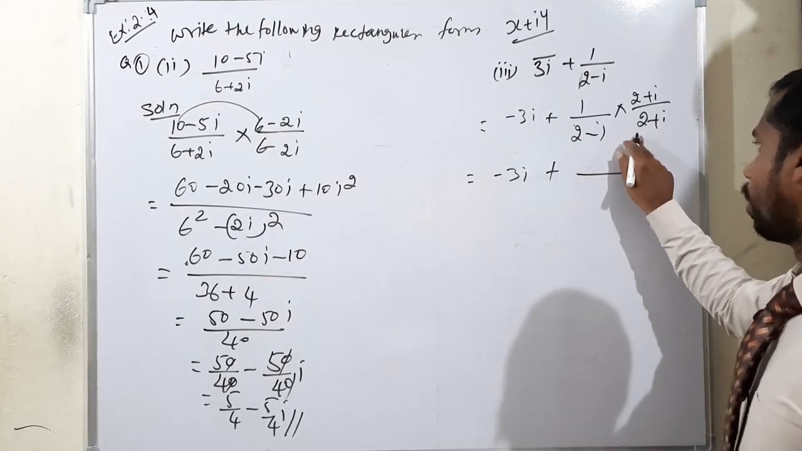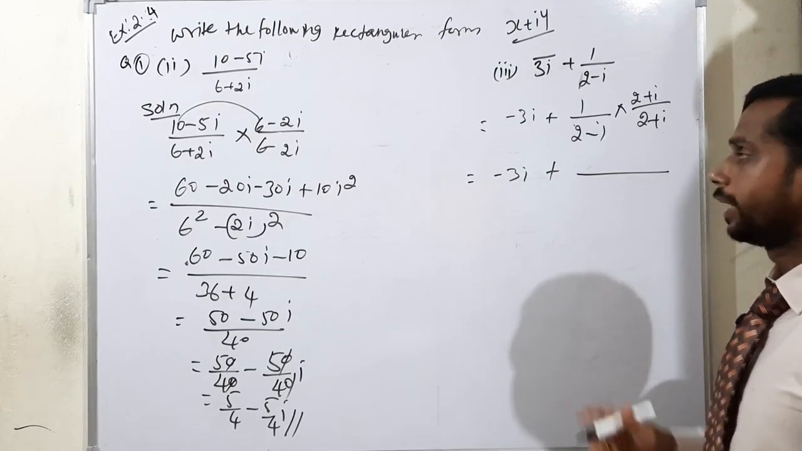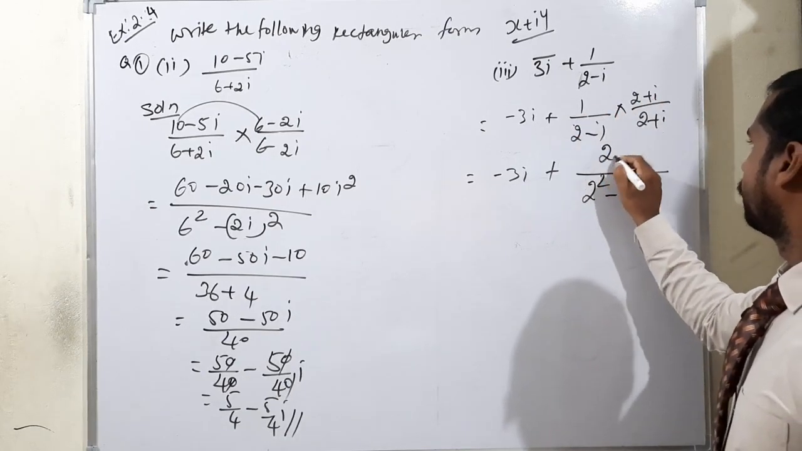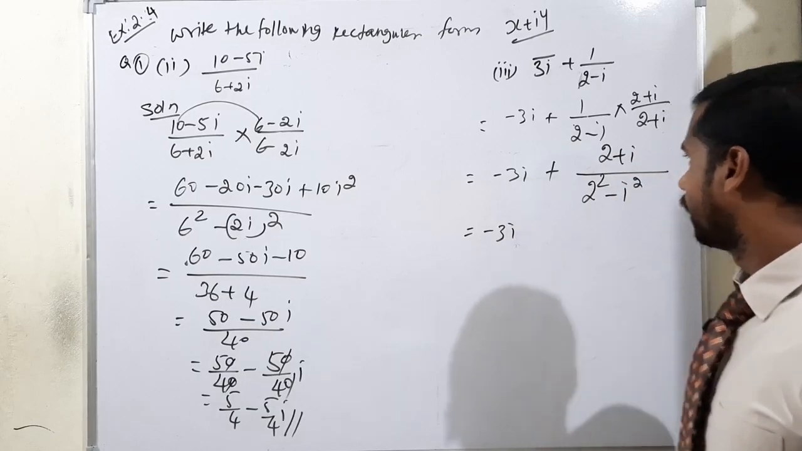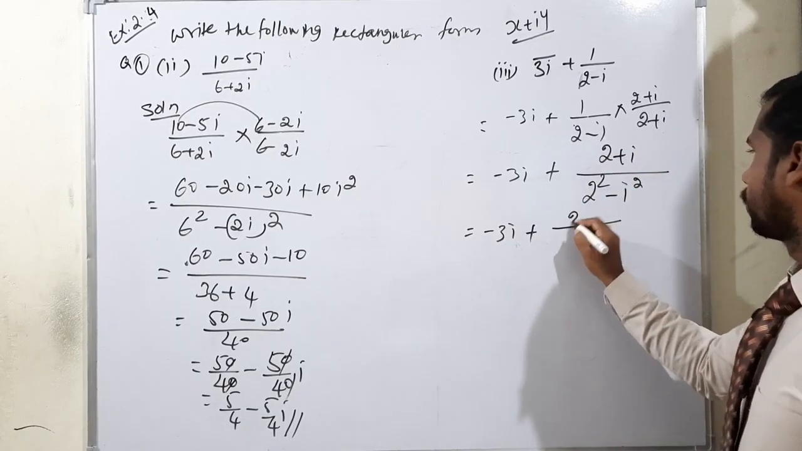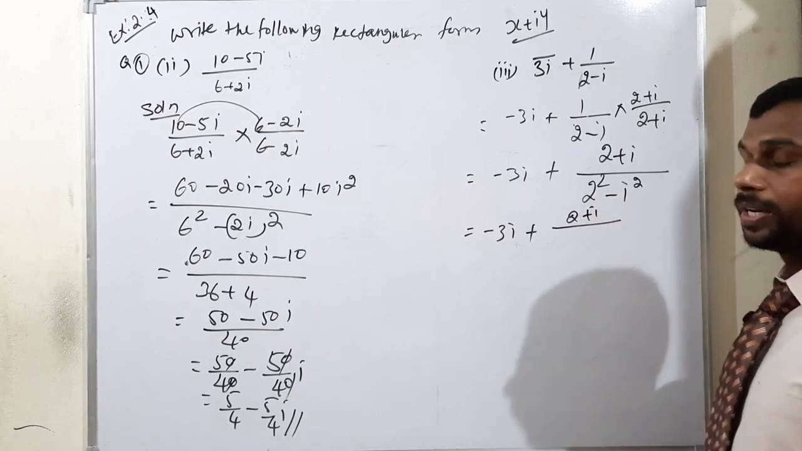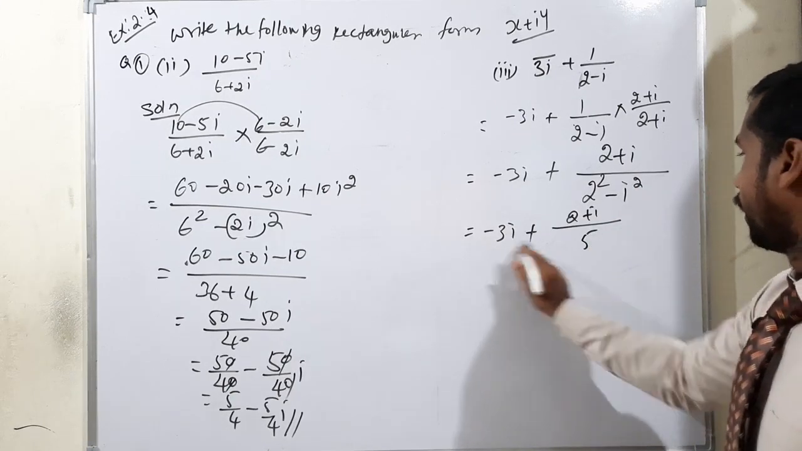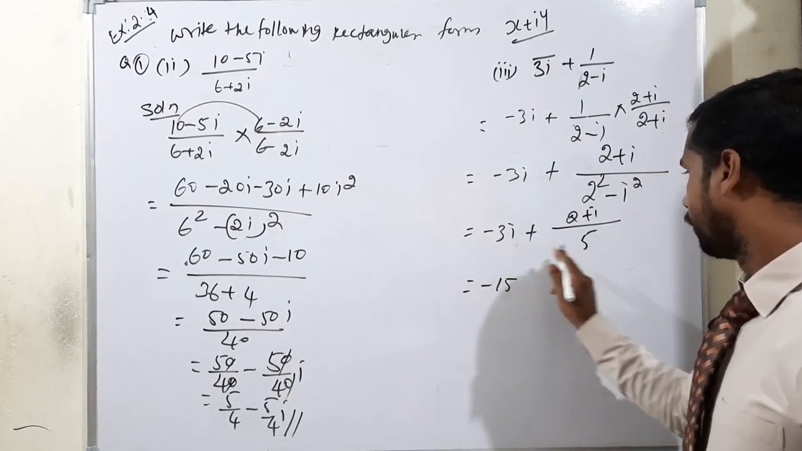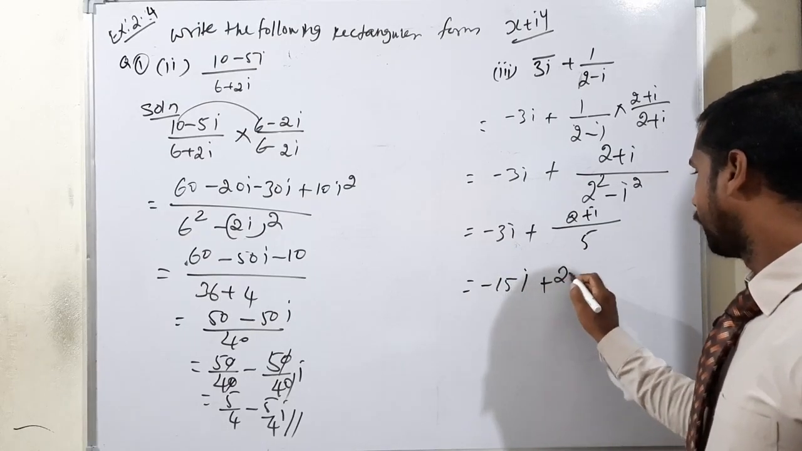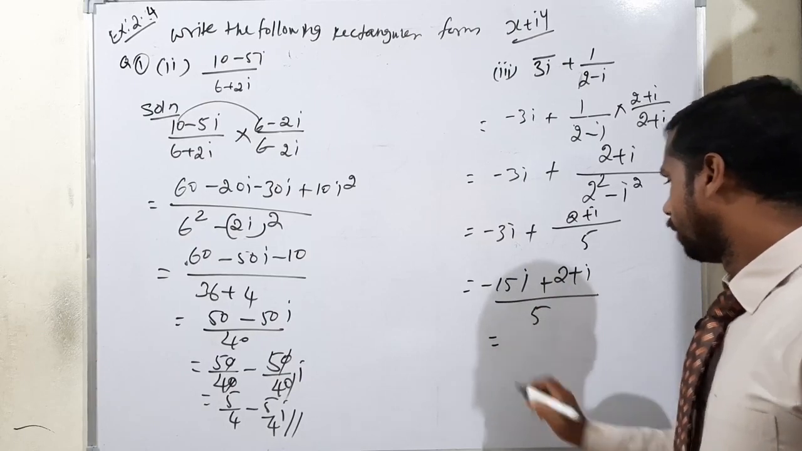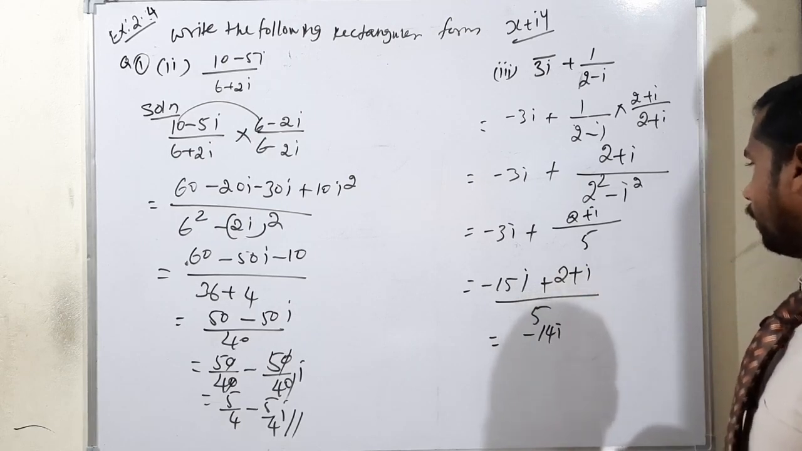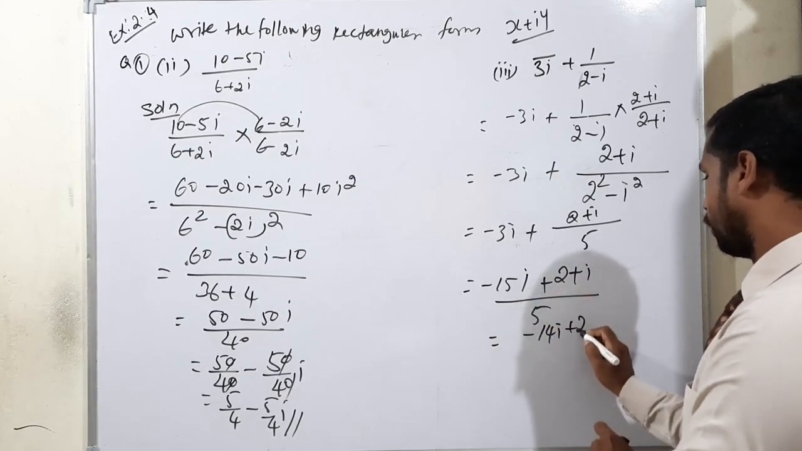Next, the common denominator, (a plus b) into (a minus b) form, means a square minus b square. So 2 square minus i square. Denominator 1 into 2 plus i means 2 plus i. Again minus 3i, then plus 2 plus i as it is. Denominator 2 square means 4, i square is minus 1. Already we have a common minus, therefore 4 plus 1 is equal to 5. Cross multiply: minus 15 because 3 into 5 is 15. Minus 15i plus 2 plus i, divided by 5. Look at there, minus 15i plus i, so minus 14i, then minus 14i, and last one plus 2, divided by 5.